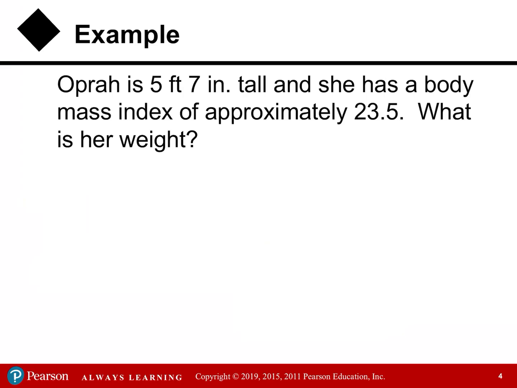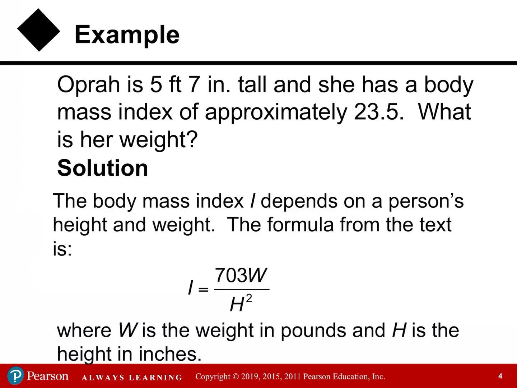Oprah is 5 feet 7 inches tall, and she has a body mass index of approximately 23.5. What is her weight? Well, it doesn't really give us much information, so perhaps there's a formula we need to use. Solution. The body mass index, I, depends on the person's height and weight. The formula from the text is, so if we have a body mass index, I, then that's found by 703 times your weight divided by your height squared, where W is the weight in pounds and H is the height in inches.